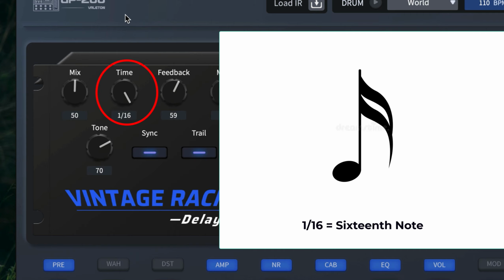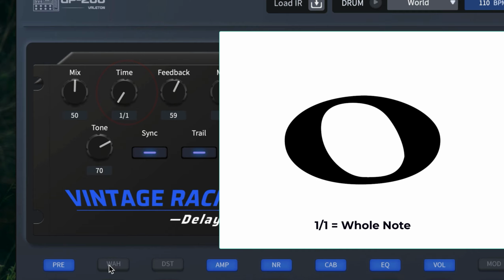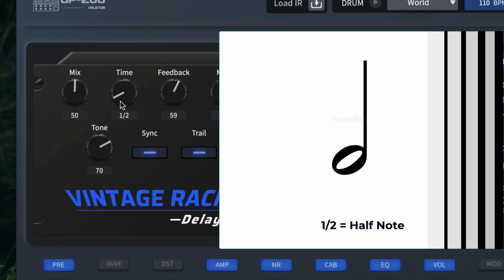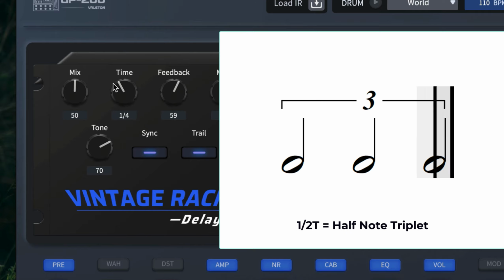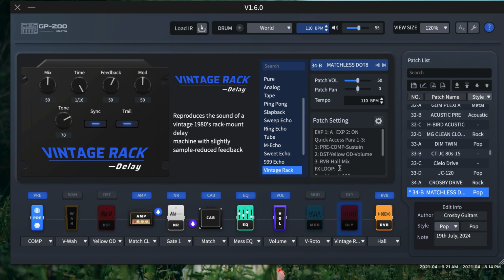Yeah, I think it ends over there on this board. And then you can have one by one. You can also have half notes, dotted half notes, half note triplets. So when you hear the sync, it is working with this and that under the delay block.